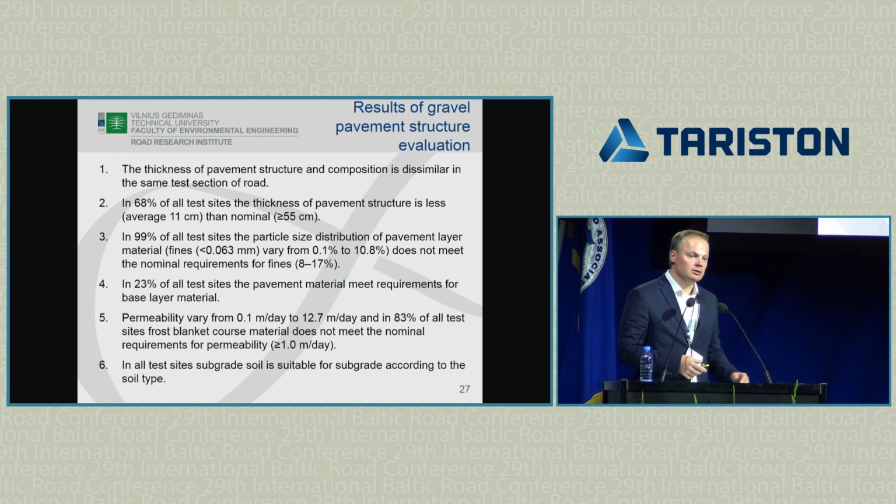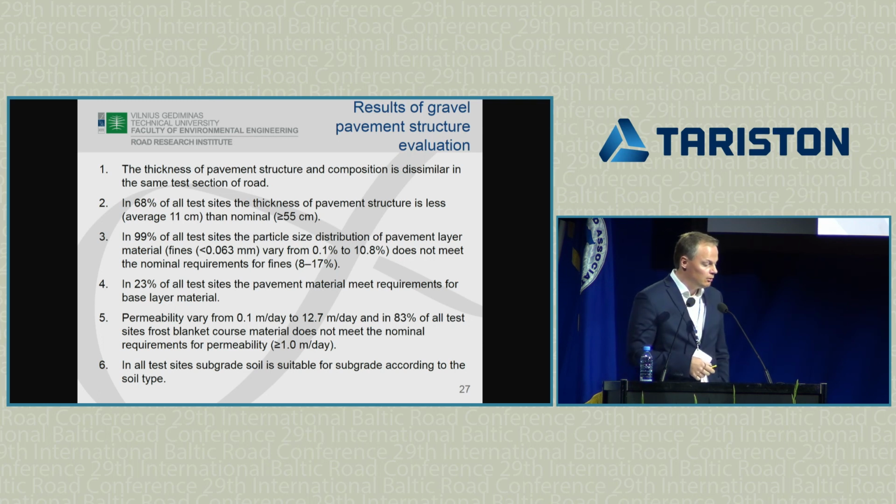And almost in all cases, particle size distribution does not comply with the requirements for wearing layer. But it can be stated that 23% of situations were satisfactory when we talk about base layer and base layer particle size distribution. But when we come back to frost resistant layer, we get the results that in 83% of situations, we do not get the right permeability of the material of that layer.